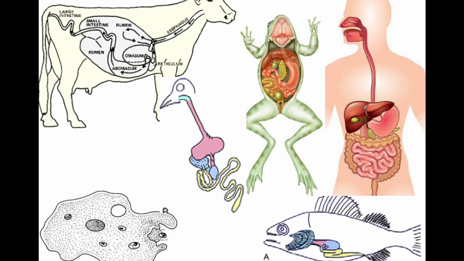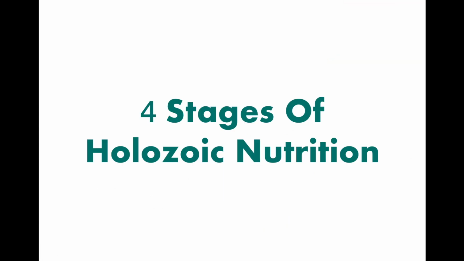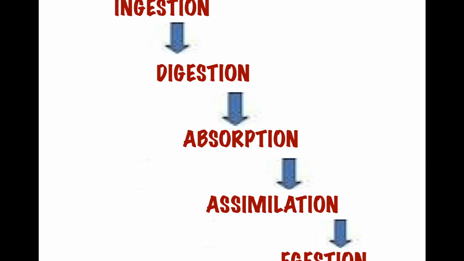But in spite of these variant forms, in all these organisms having Holozoic nutrition, energy is derived in the same four stages: ingestion, digestion, absorption, and assimilation. And finally, the undigested food is thrown out, that is egestion. So let's have a brief idea of all of these.